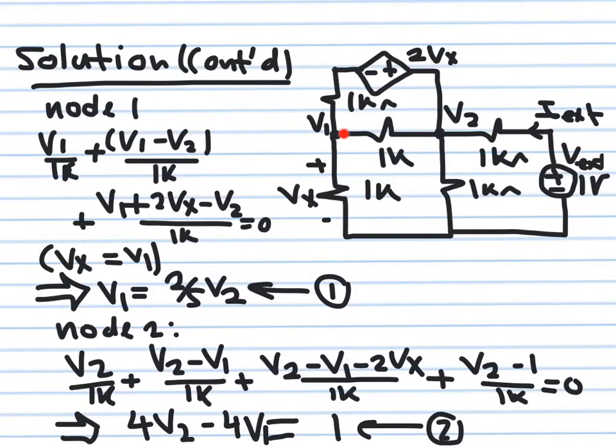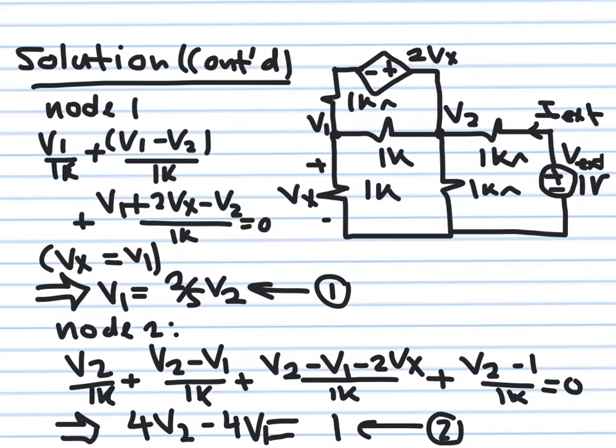So what I did at node number 1 is that I summed all the currents flowing out. I set them equal to 0. I got this equation here. You have to get rid of the controlling parameter of any dependent source, as we explained earlier.